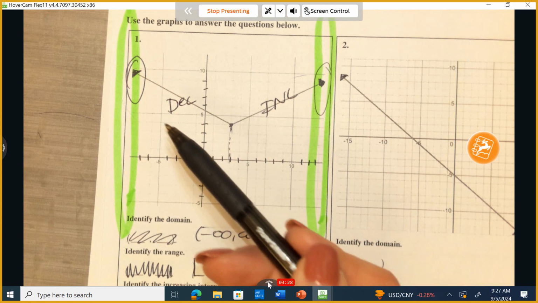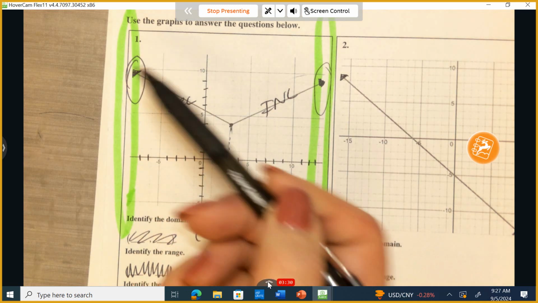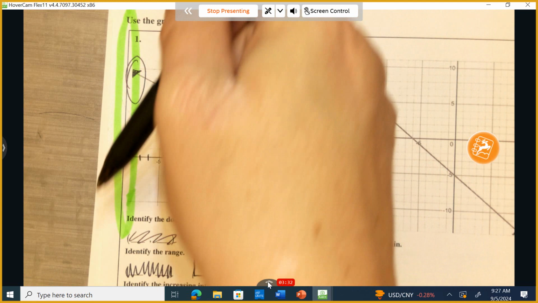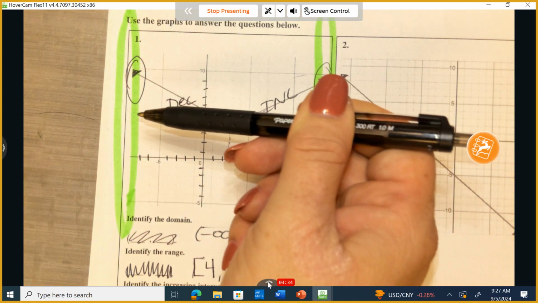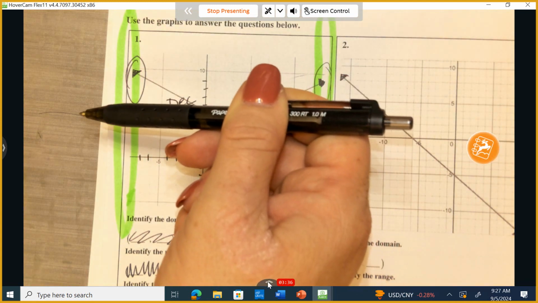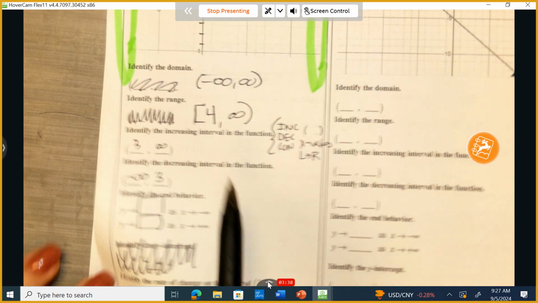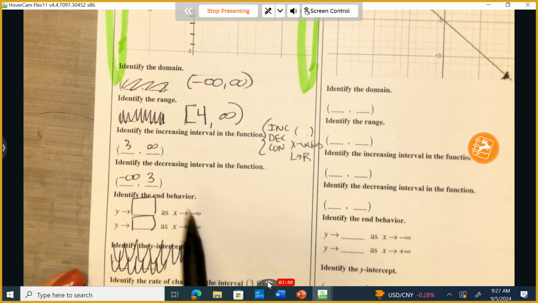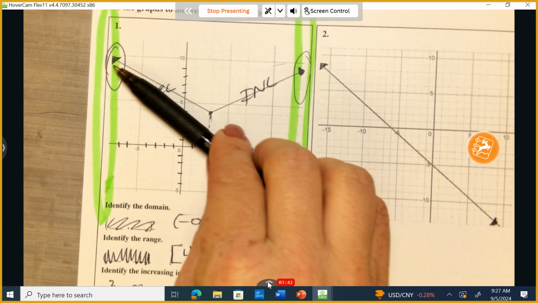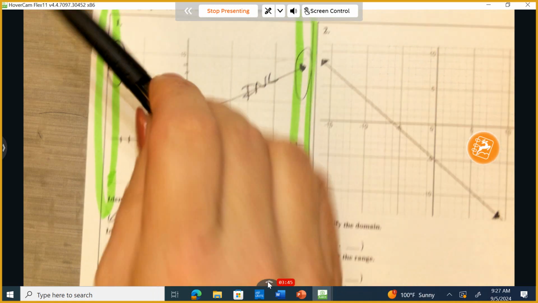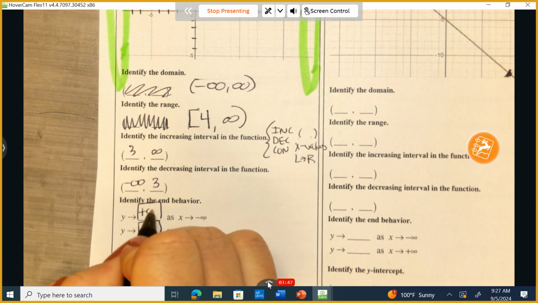When the function enters this oval, it's going to be going up, going down, or it may even be flat and staying at one constant value. So for this one, as I go to the far left, it enters the oval on the far left, and it is headed up. I don't write the word up, I put a positive infinity.